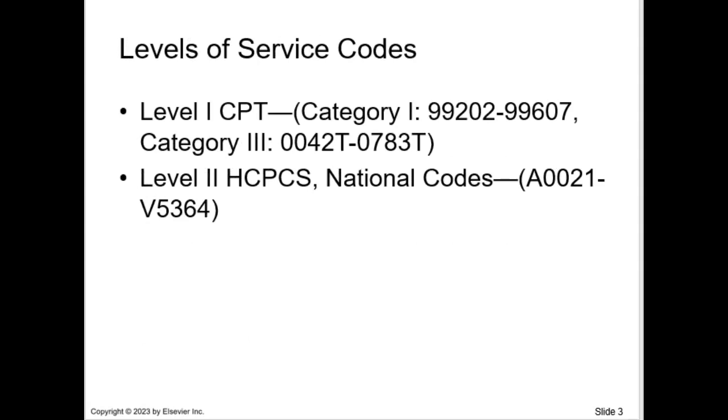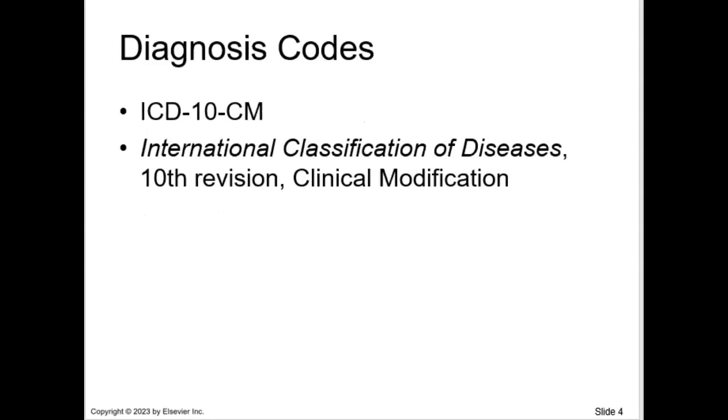All right, level 1 CPT. These are category 1 codes, and we'll talk about them a little bit more. Again, these are physician services and procedures. For level 2, these are national codes, and these go ahead and report supplies, drugs, equipment. They do have a letter code to start off with.